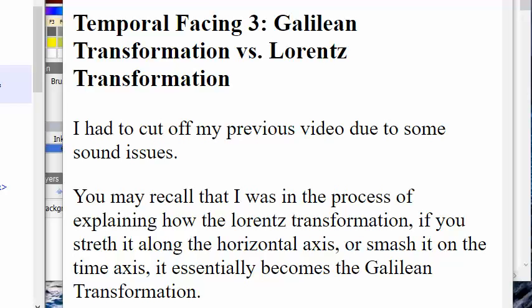Temporal phasing 3: Galilean Transformation versus Lorentz Transformation. I had to cut off my previous video due to some sound issues.